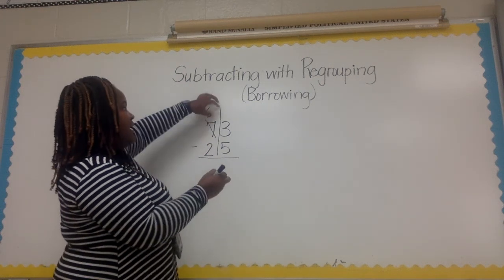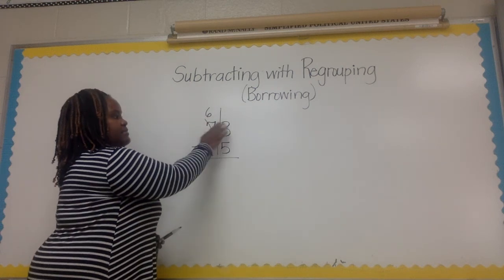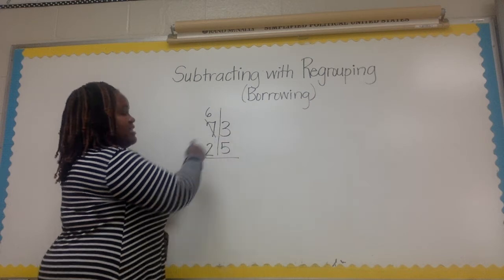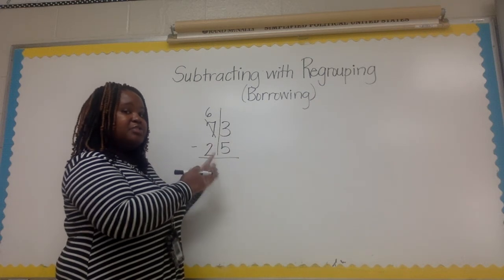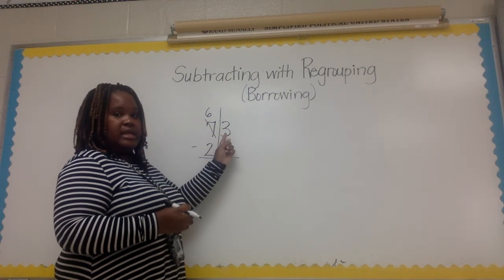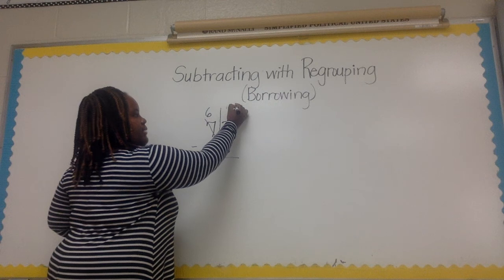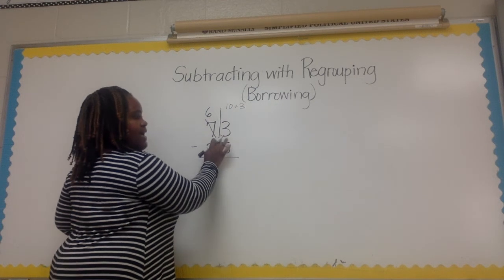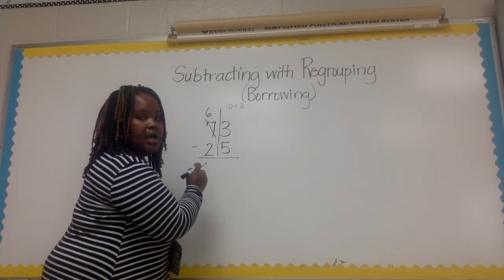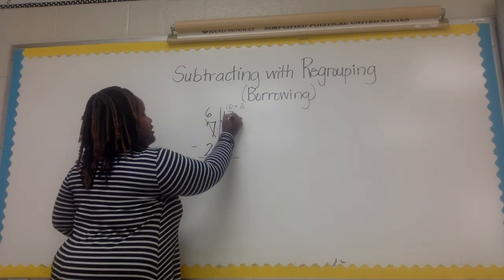And so because I'm taking a 10 from here, I'm going to add the 10 that I take from this column to the 3 in the ones column. So this now becomes not just 3, it now becomes 13, because I'm going to add the 10 that I'm taking from here to the 3 that I already have here, and that's going to become a 13. So I will cross this out and make this a 13.